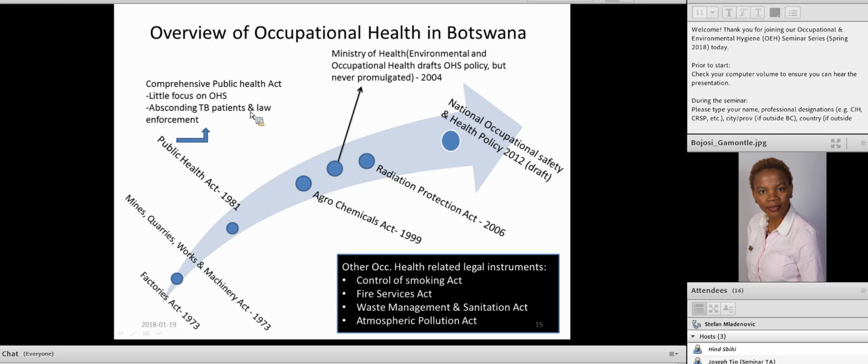The last one I wanted to mention is the National Occupational Safety and Health Policy of 2012, which in 2012 was in fact a draft policy. I had a chance to look at it, but I didn't evaluate it because I was specifically told it's not official yet, so don't even do that.